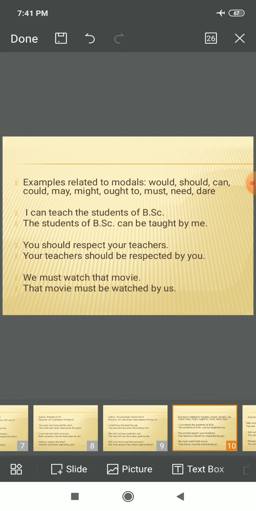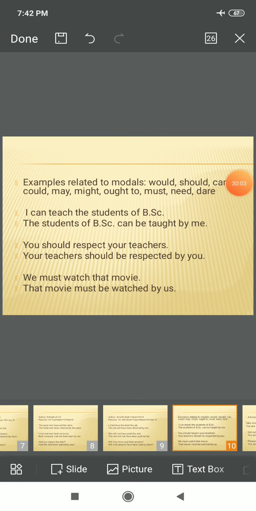How to do it? I can teach the students of BSc, right? Teach is the first form of verb. The students of BSc is the object of the sentence, children. It would come in the beginning. The students of BSc can be. Can would change into can be. Teach, I already told you, whenever there is first or second or any form of verb, it is changed into third form in the passive voice. The students of BSc can be taught by me, right? I will become me in the passive voice.